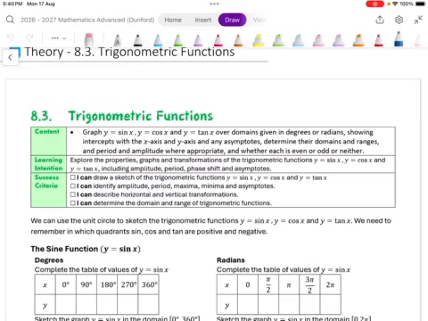You'll feel successful today if you can draw a sketch of the trigonometric functions y equals sine x, y equals cos x and y equals tan x. If you can identify amplitude, period, maxima, minima and asymptotes, and if you can describe horizontal and vertical transformations, and you can determine the domain and range of trigonometric functions.